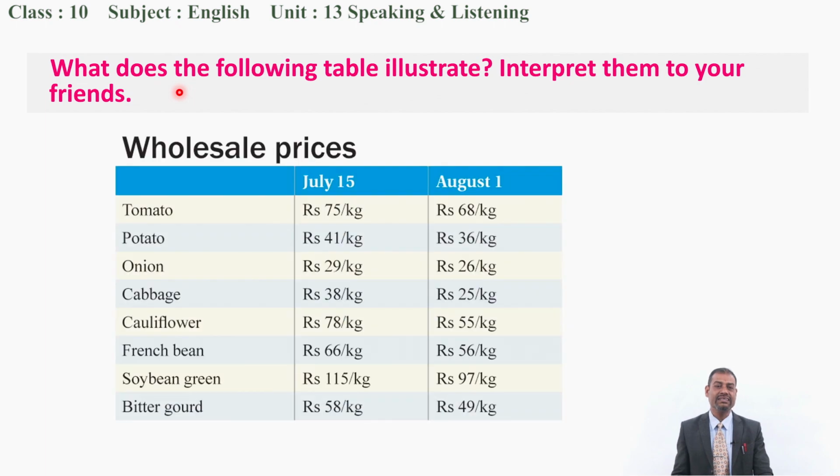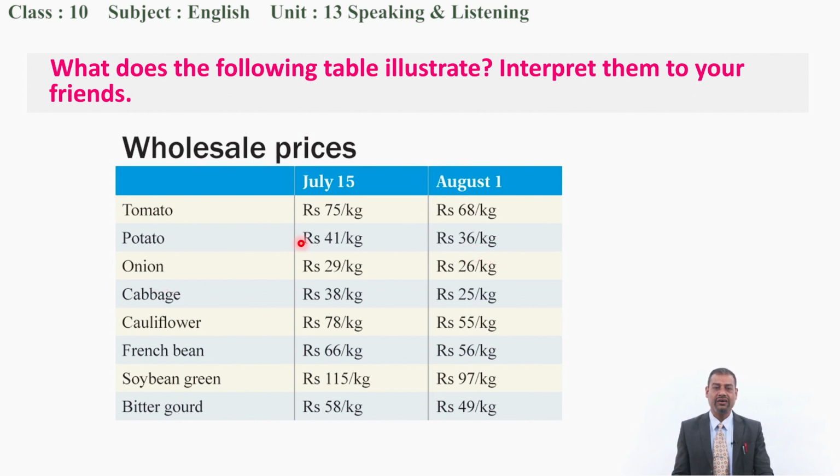And the table is like this one. Wholesale prices of different vegetables. Okay. Tomato, see the date is July 15 and then rupees per kg 75 rupees. August 1st per kg tomato is rupees 68. Likewise potato rupees 41 per kg and then August 1st rupees 36 per kg.